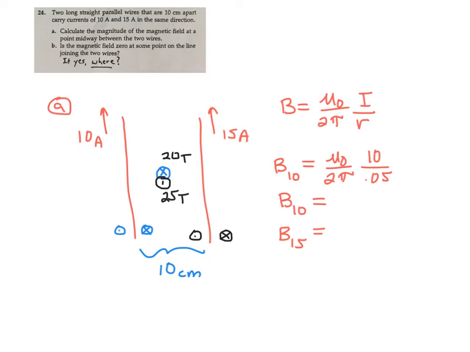But here's a tougher question. Part B. Is the magnetic field 0 at some point on the line joining the two wires? And the answer is yes. Part B is a little bit tougher. I'm going to start a new page here.